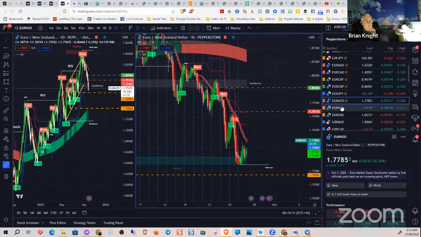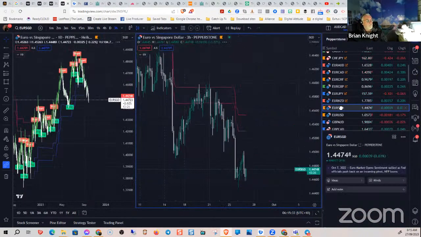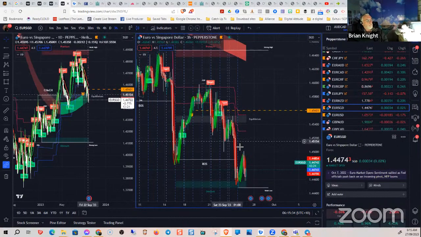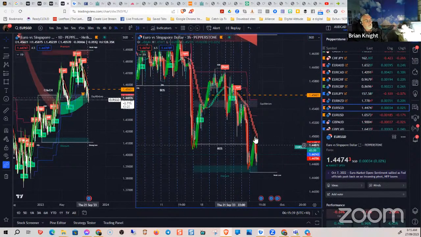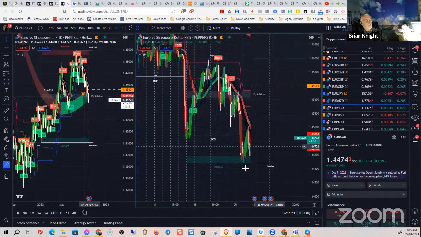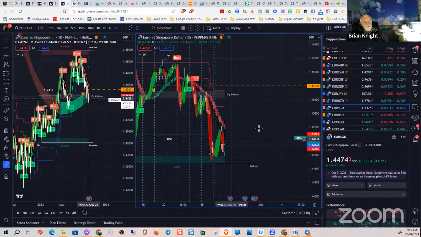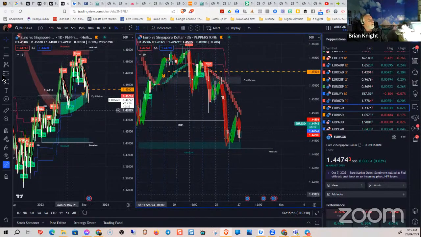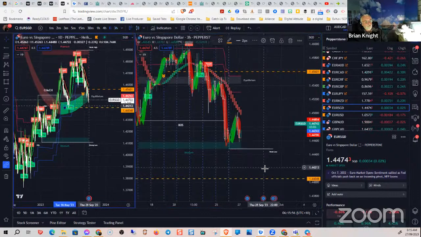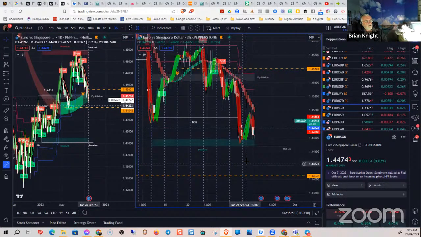Rightio, Euro Singapore. Again, look at that push down. Break of structure, pull back up, push. I think it'll break this low here. Wait for a pullback, and then if you want to get into a sell on this one, if I put a line across here, there's a little bit more for it to go before it will break. All right.